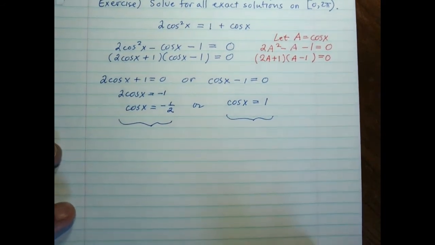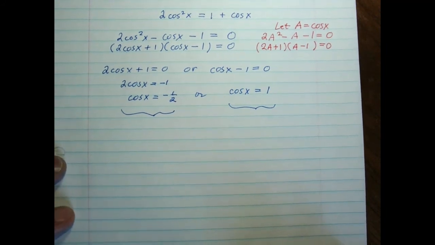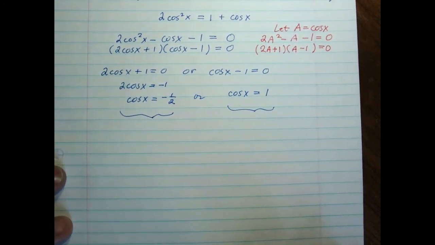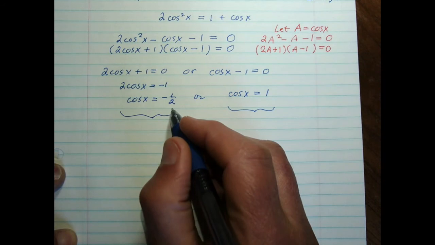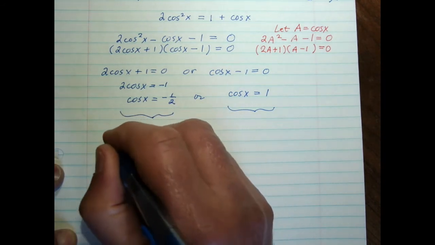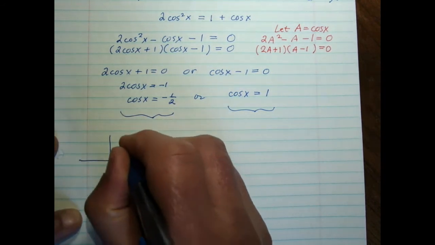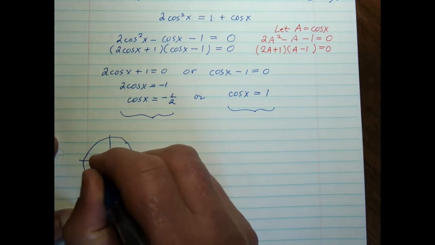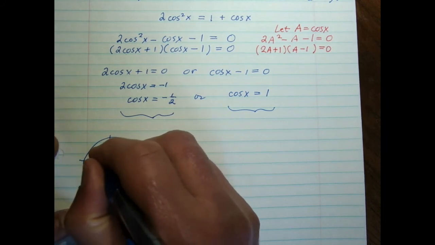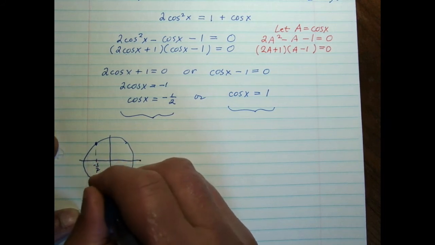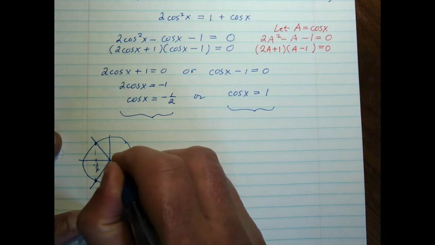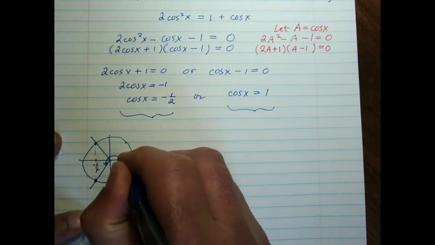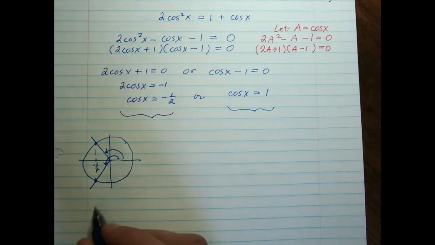Once I get the trig function isolated, then I just have to work through this in my head. I can think about the unit circle or refer to the unit circle if that helps me to find solutions between 0 and 2 pi. Let's see, for cosine x equals negative a half, so that's like a negative a half x coordinate on the unit circle. There's going to be two possible solutions, right? This one and this one.